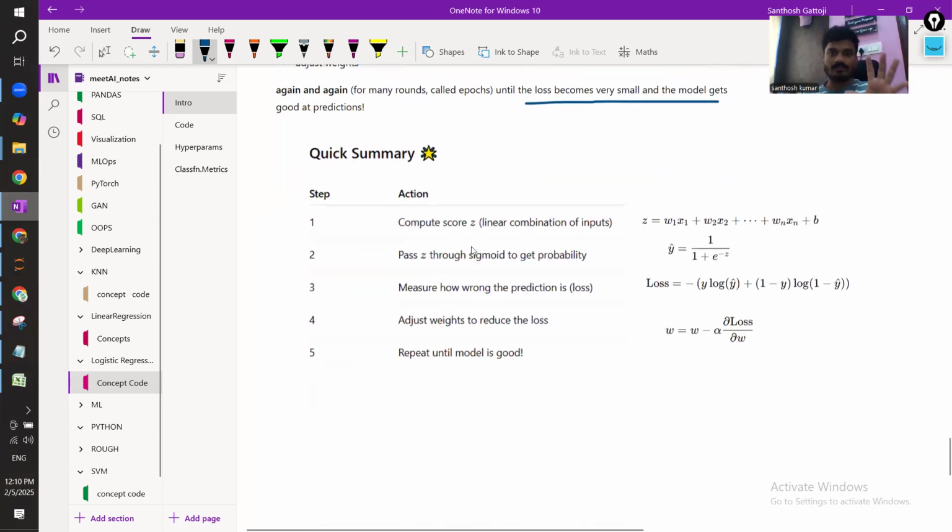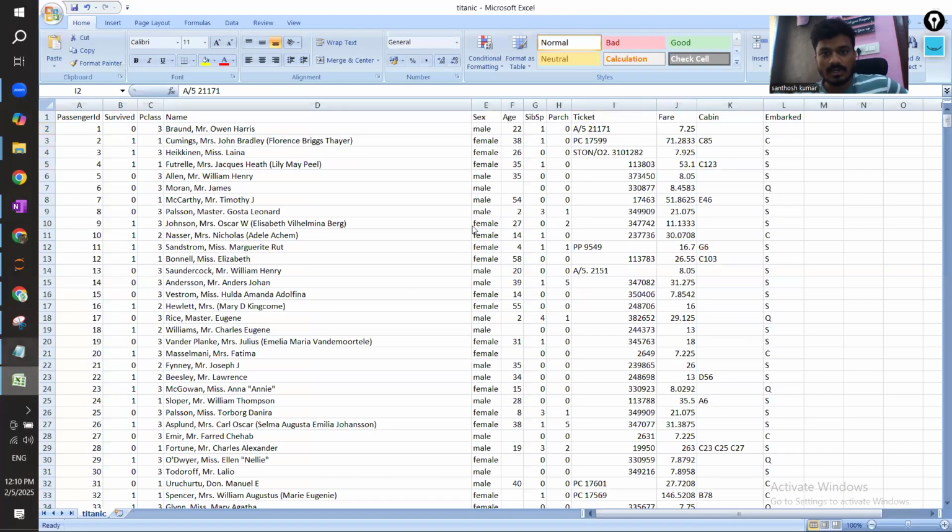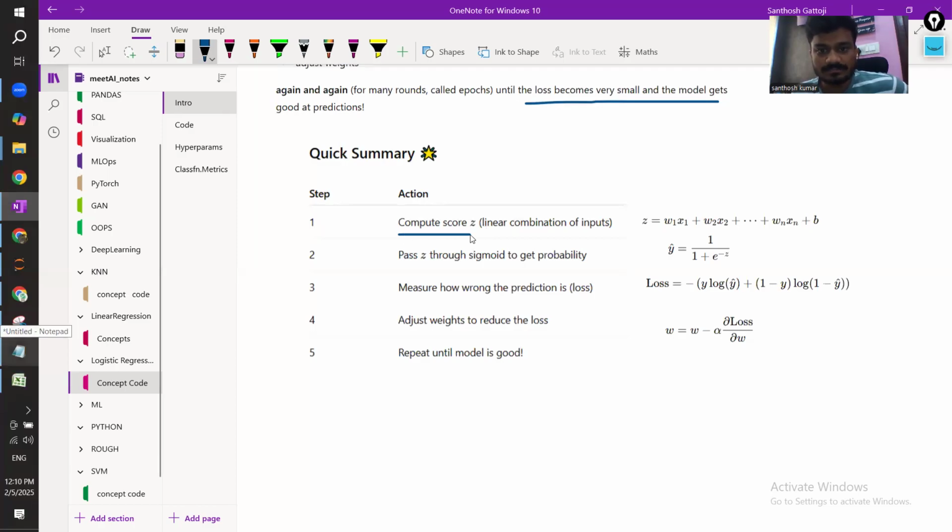This is an overall quick summarization. These are the main steps. First, you take any point from this row and compute the score Z. What is Z? Z is WiXi. Next, you pass this Z through the sigmoid function and get the probability. That probability is y hat, for class one.